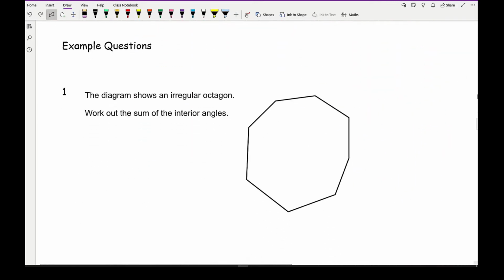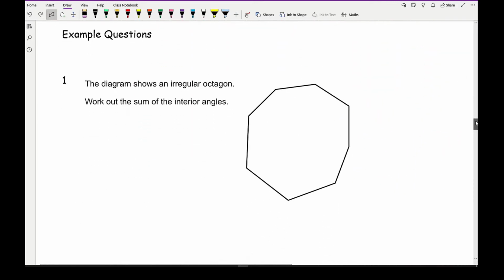So now let's have a look at some example questions. And these are all taken from something you can typically find in any sort of either KS3 or GCSE exam. So the question says that the diagram shows an irregular octagon. So in other words, irregular means that the sides are different lengths. And the question is asking us to work out the sum of the interior angles.